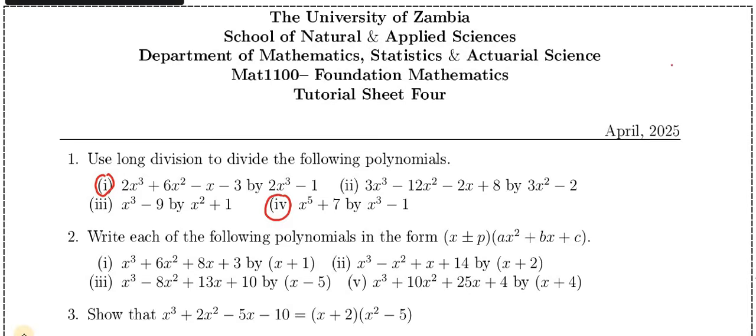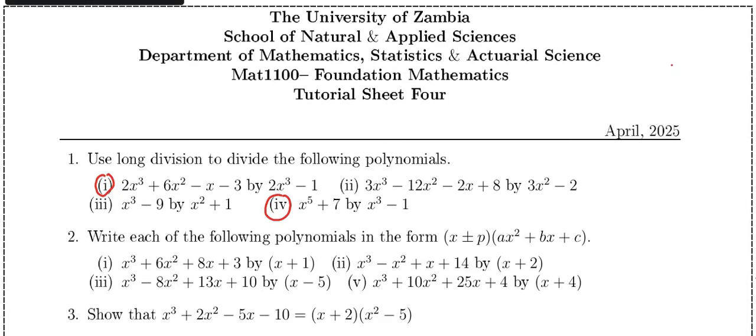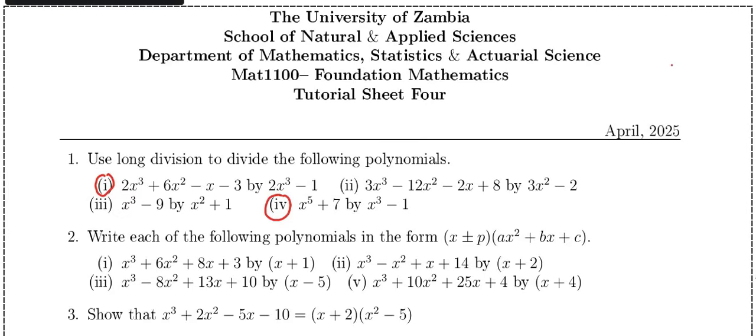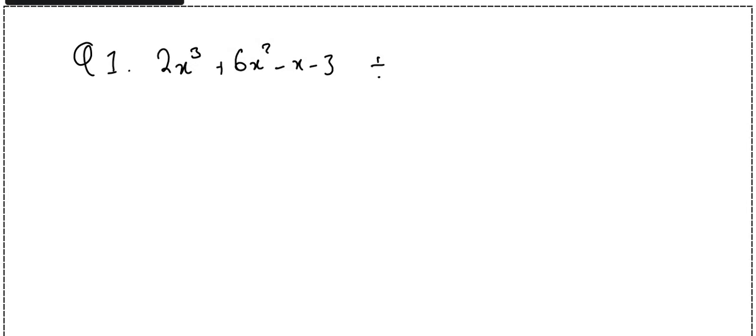So this is question 1. We have 2x cubed, then we have 6x squared minus x minus 3, being divided by 2x cubed minus 1. They've already specified for us to use long division, because the divisor is also a polynomial.